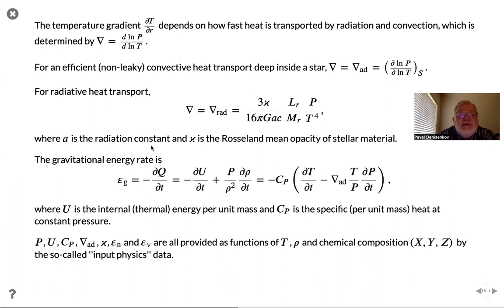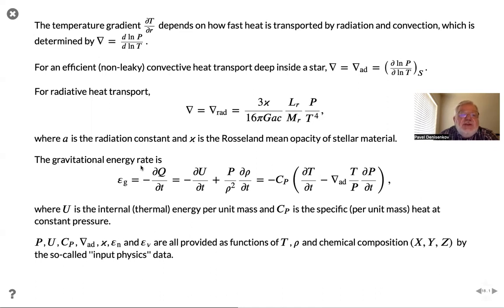In this expression, this small a is the radiation constant, the physical constant, and kappa is the Rosseland mean opacity of stellar material. So kappa is the opacity coefficient, which describes how opaque stellar material is. There are tables for kappa as a function of density, temperature, and chemical composition. These tables are usually used by stellar evolution codes, for example, by MESA. Everything else is familiar to you here: c the speed of light in a vacuum, luminosity, mass enclosed, P pressure, T temperature.